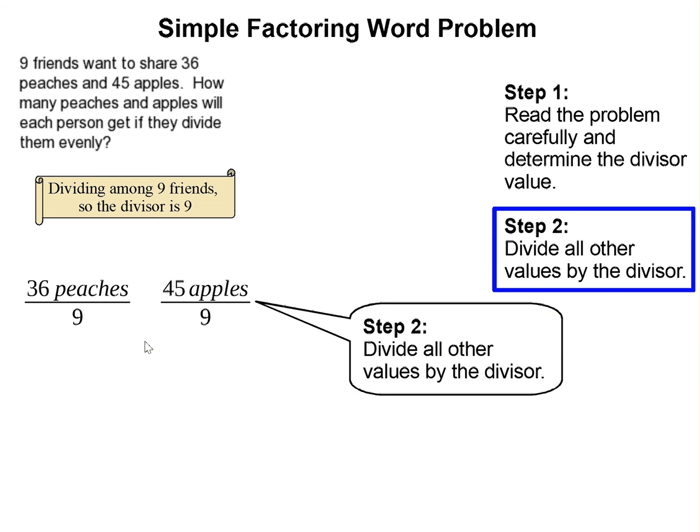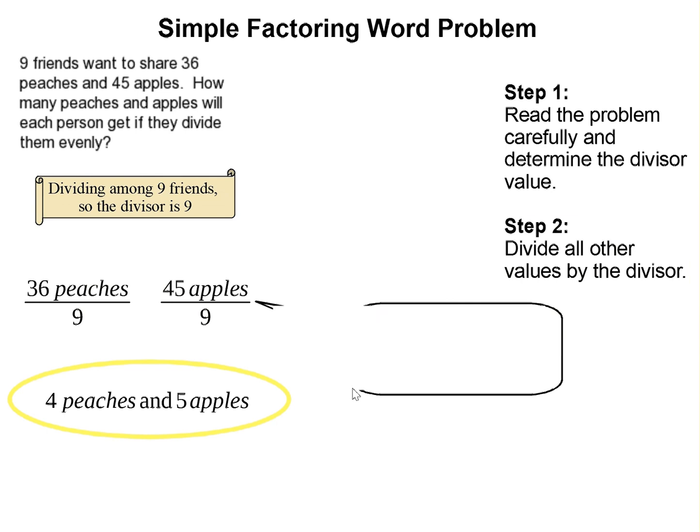Notice I wrote the units. So that leaves us 4 peaches and 5 apples, which means every friend will get 4 peaches and 5 apples if you divide everything evenly. And that completes our problem.